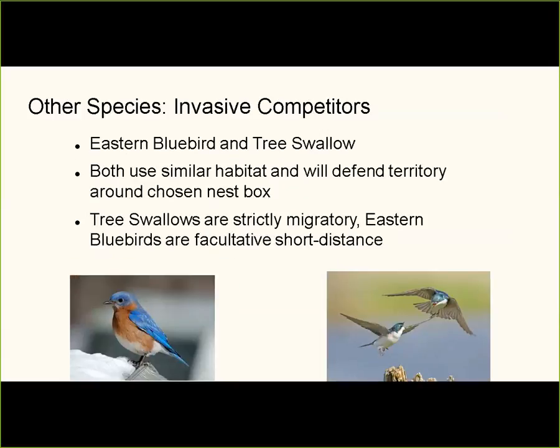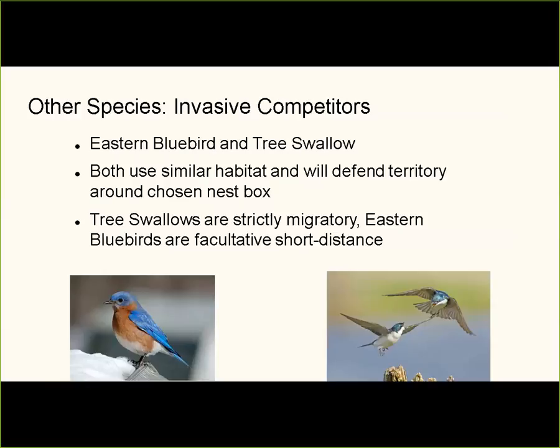These are native competitors. That should say native. Eastern bluebirds and tree swallows are both native species that also nest in cavities. They'll nest in kestrel boxes. Both of them use grassland habitat just like kestrels do. Both of them defend their territory around their box. Tree swallows are a migratory species. Eastern bluebirds are what we call facultative short-distance migrants.